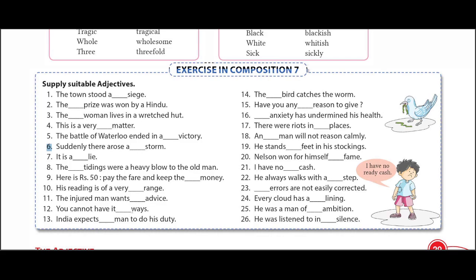So this is a proverb. You cannot have it both ways. India expects dash man to do his duty. India expects every man to do his duty. This statement has been taken from a speech that was delivered by Mahatma Gandhi.